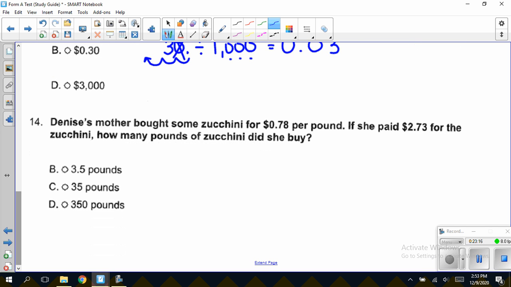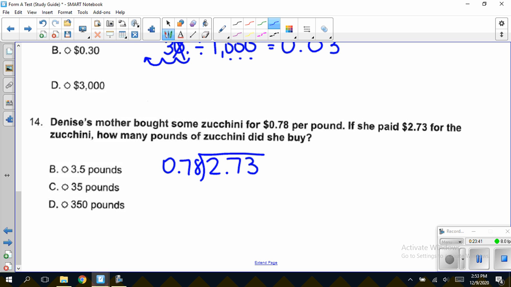For question number 14, Denise's mother bought some zucchini for 78 cents per pound. If she paid $2.73 for the zucchini, how many pounds of zucchini did she buy? So we need to take the total cost, which was $2.73, and divide it by the cost of 1 pound, which is 78 cents.